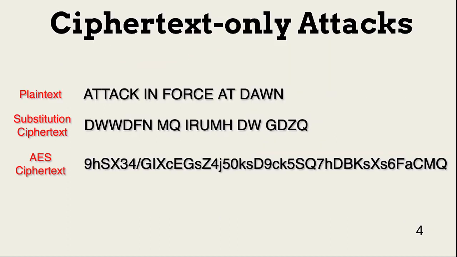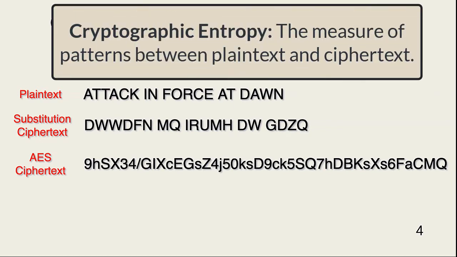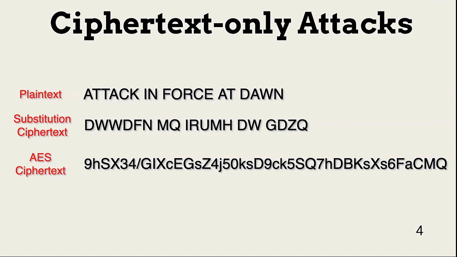Ciphertext-only attacks often rely on the absence of sufficient entropy. Cryptographic entropy is the measure of the presence of language and other patterns that carry over from the plaintext to the ciphertext, including the format of the encrypted message or form. In this example, two obvious patterns exist between the plaintext and the simple substitution ciphertext: the double letters and word links. This is an example of low entropy.